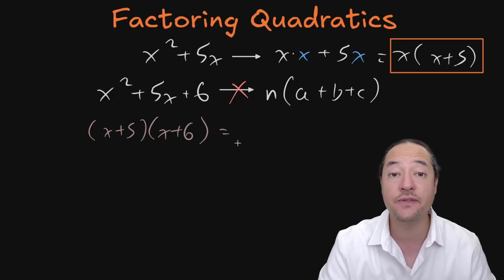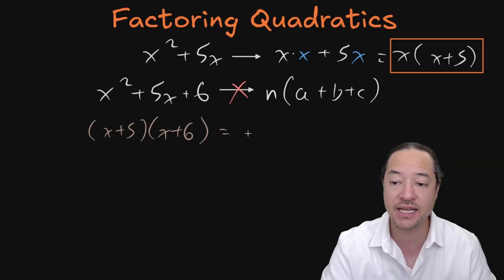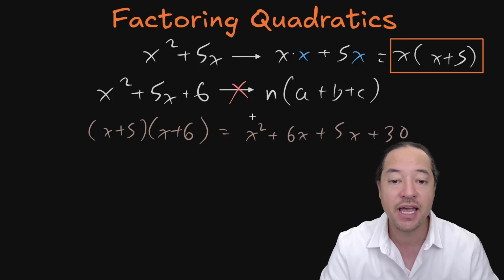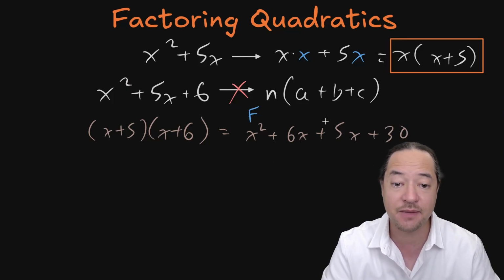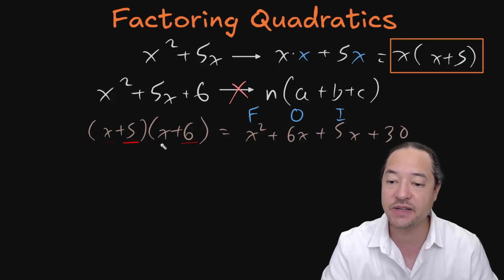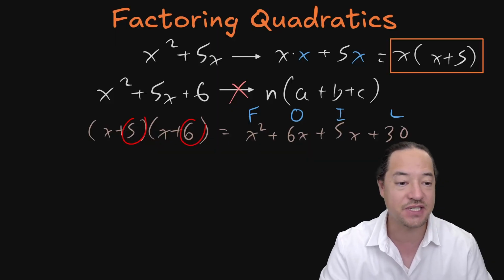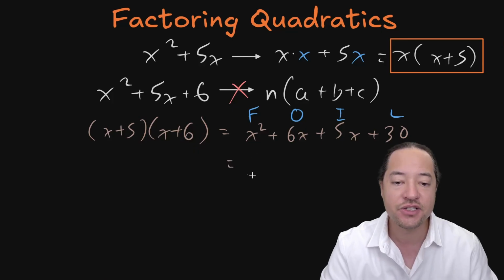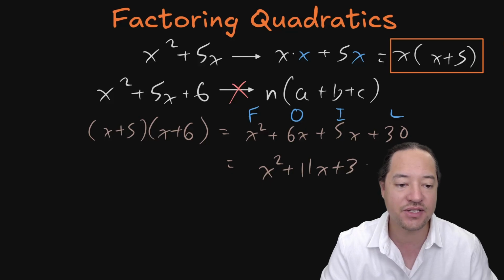If I do this, I FOIL. So I'm going to get x squared plus 6x plus 5x plus 5 times 6, which is 30. Remember, this is our FOIL method. First times first, x times x. Then outer times outer, so x times 6. Then inner times inner, so that's 5 times x. And finally, last times last, so 5 times 6 gives us 30. We FOIL it out, and from here, we can simplify. So this becomes x squared plus 11x plus 30.